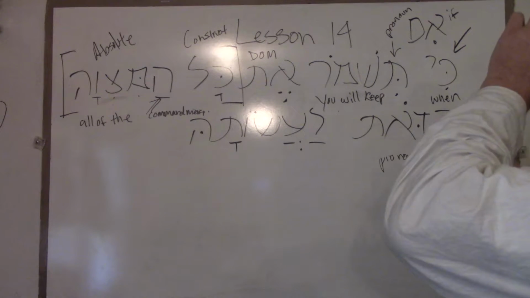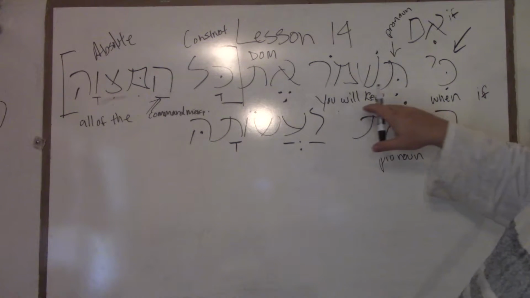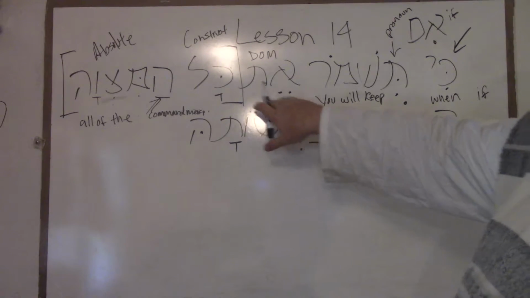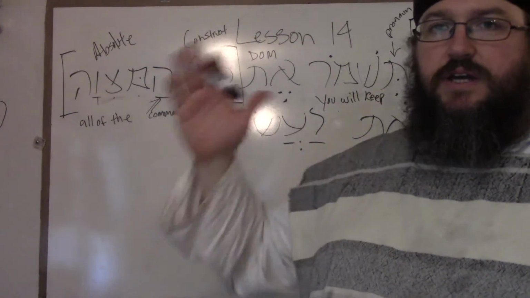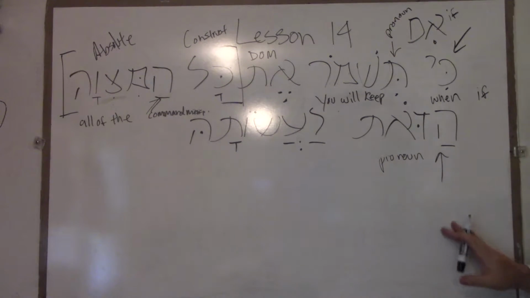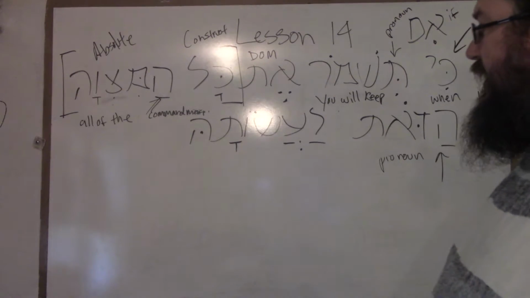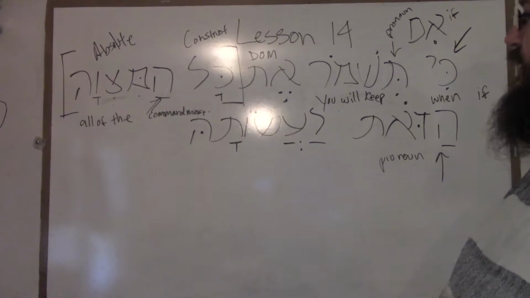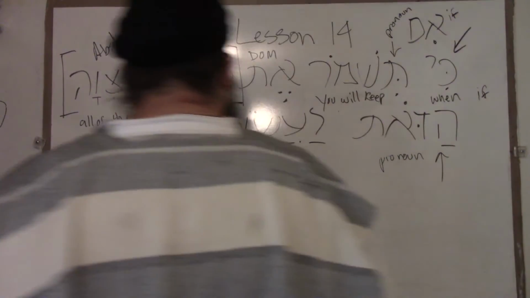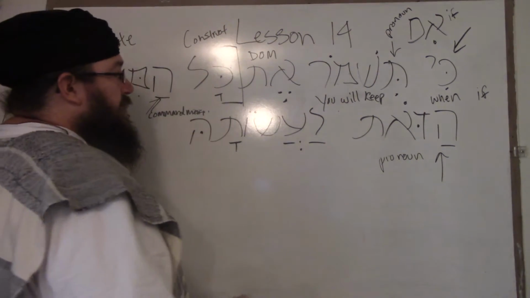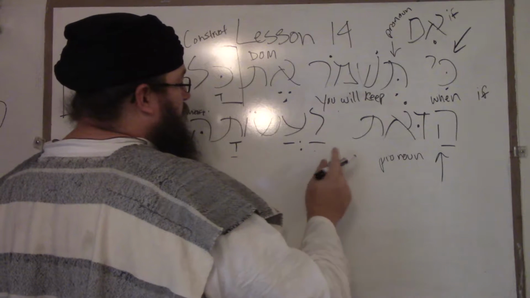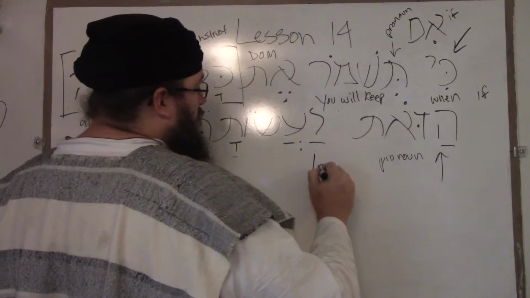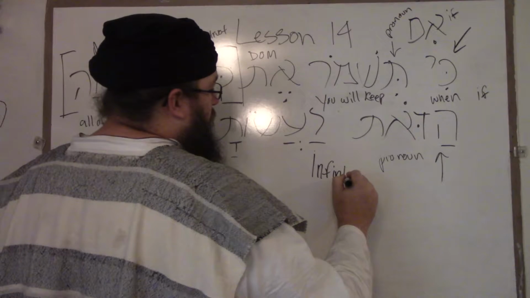Okay? So, ki when tishmor, you will keep et kol ha-mitzvah, all of the commandment. So it's the entire commandment. Hazot, so all of this commandment. So he's very specific in relationship to what he's referring to. La'asot. Okay? So here we have la'asot, and this is what we call an infinitive.